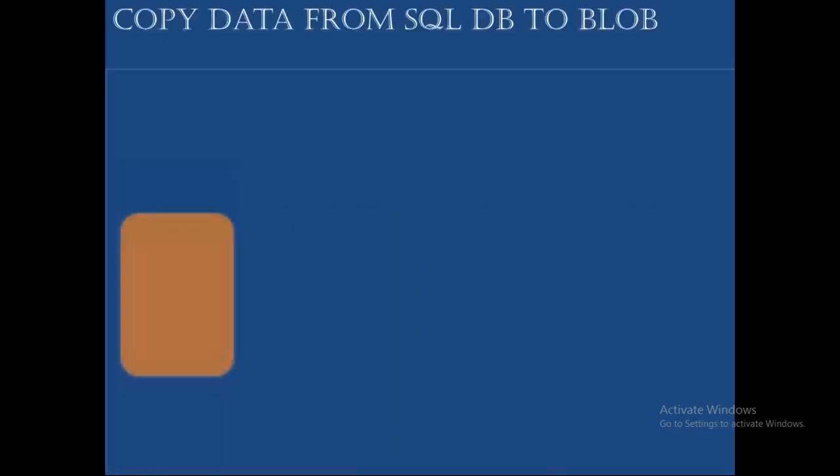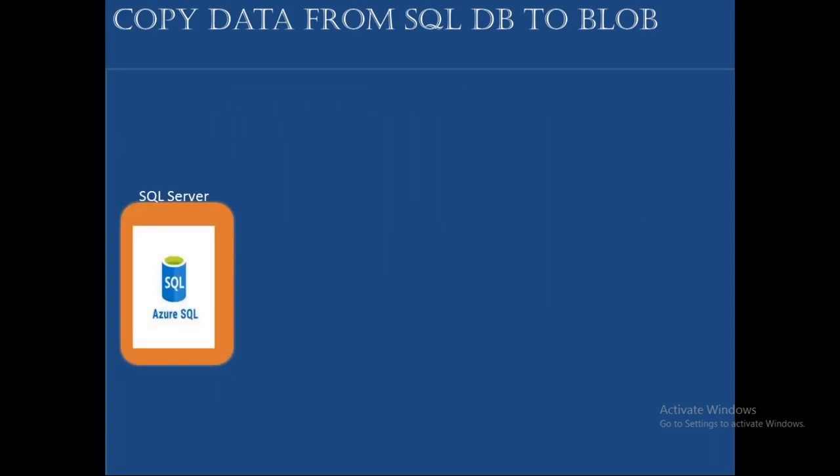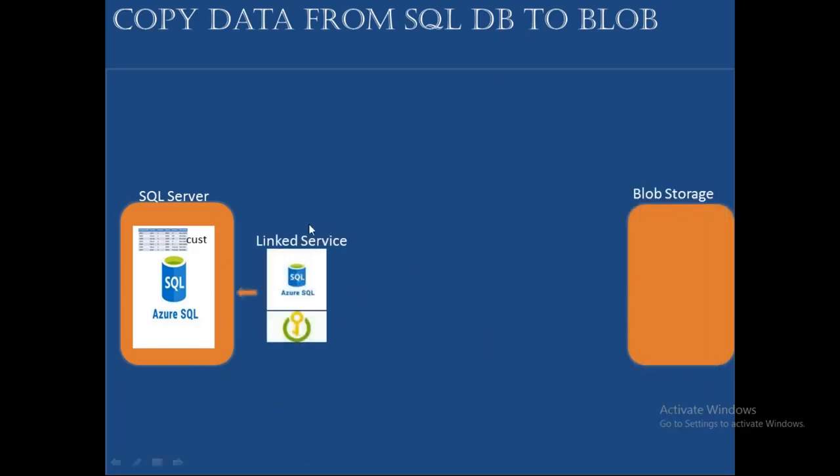Next. Copy data from SQL database to the blob storage. In SQL Server, we will have a database. In the database, I have a table called cust. This table I want to move into a blob storage here. So the first thing I need is to connect to the SQL Server by using a linked service. Then I will create a dataset for reading this customer table, right? But this time, am I going to hard code the table name in the input dataset, or am I going to pass a parameter? Am I going to pass my table name to the parameter?